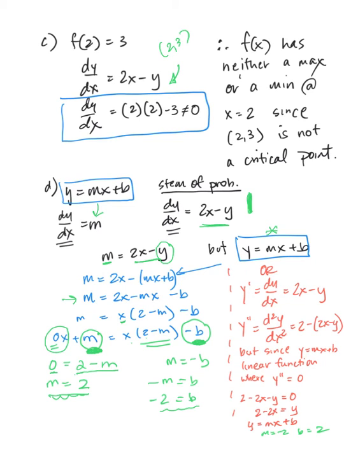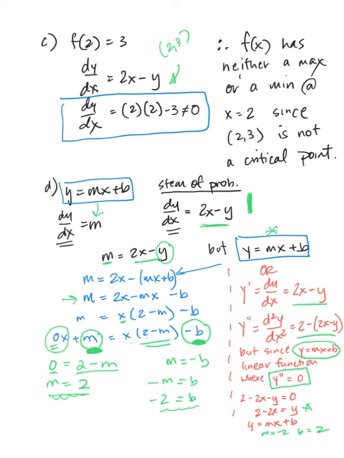Another way to think about it is, if we're given y equals mx plus b, we know y prime is the same thing as dy/dx, which in this case is 2x minus y from the stem of the problem. My second derivative, we've already done this before, is 2 minus the quantity 2x minus y. But I also know my solution, y equals mx plus b, is a linear function. And we know that for every linear function, the second derivative is always equal to 0.